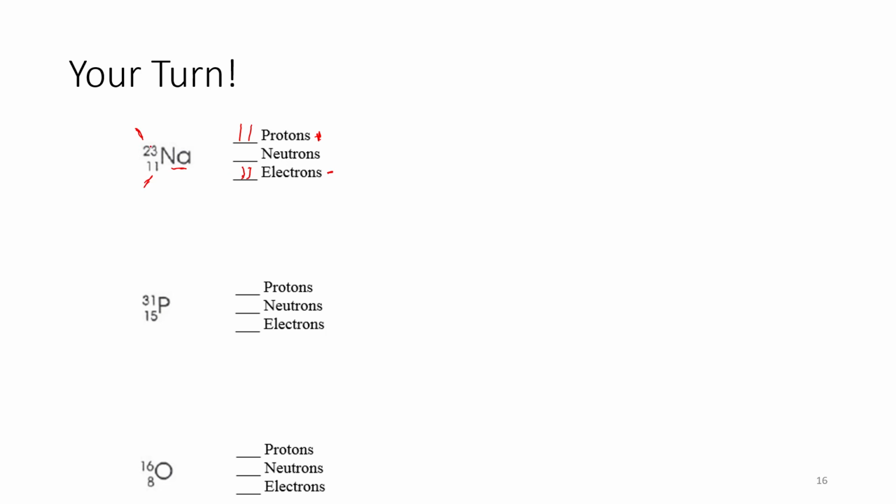Now this mass number up here is equal to the number of protons plus neutrons that are found in the nucleus of the atom. So if we want to calculate the number of neutrons, we're going to take the mass number, 23, minus the atomic number, and that gives us the number of neutrons. So doing the math, we see we have 12 neutrons.